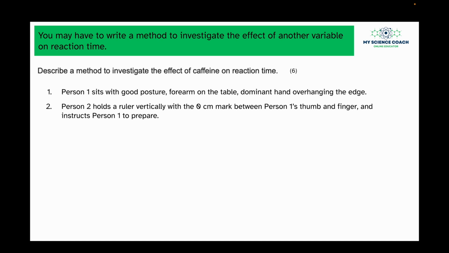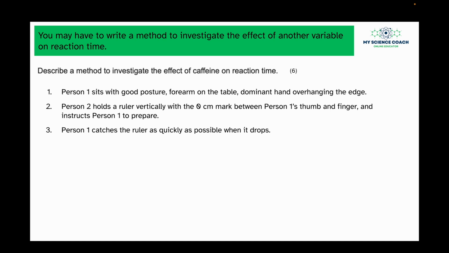And again, very clear. And if you want to get the 5 to 6 marks in terms of you're going to get a valid outcome, you need to say that you are going to hold the ruler at 0 centimeters on the ruler between their thumb and forefinger. All right. And you're going to tell that person, get ready. At some point, I'm going to drop this ruler.